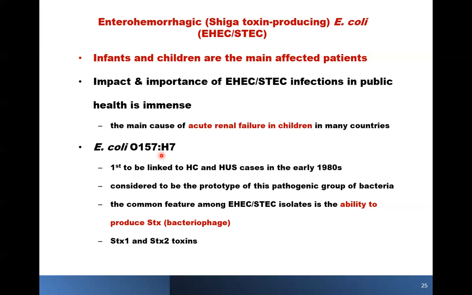If you understand what E. coli O157:H7 does, you can guess what the others are doing as well, okay? So this particular strain was the first to be linked to hemorrhagic colitis and hemolytic uremic syndrome in the early 1980s. And like I said, it's the poster boy for pathogens in this group. The common feature is the ability to produce Shiga toxin. The Shiga toxin is mediated by a bacteriophage.